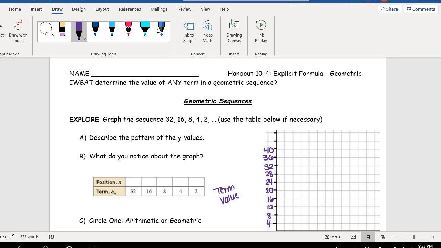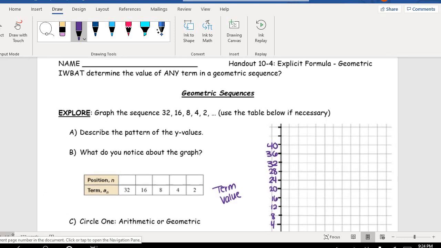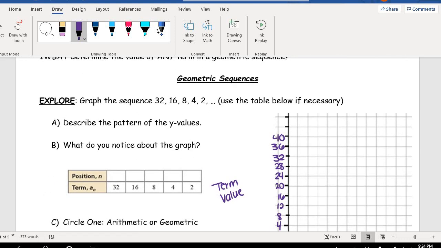So if we were together, we would be doing this explore activity kind of in class, and you would try to be figuring it out on your own. So we're going to graph the sequence 32, 16, 8, 4, 2, and so on, and we're going to use the table if we need to. The first thing I want you to do is to describe the pattern of the y values. If we take a look down here at our table, the term value is our y and the position is our x.